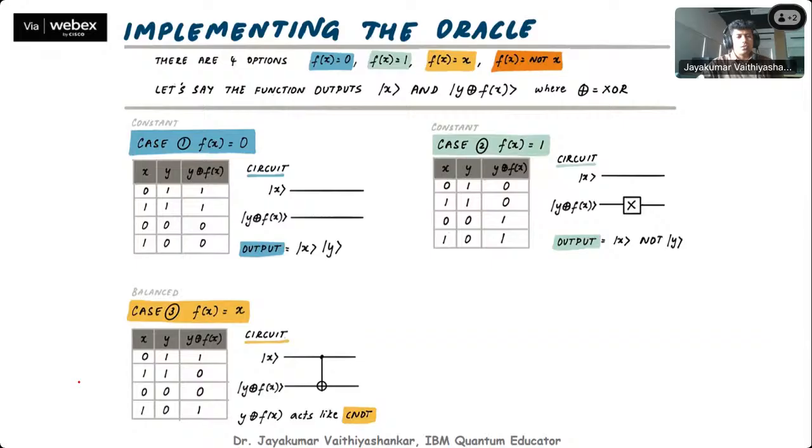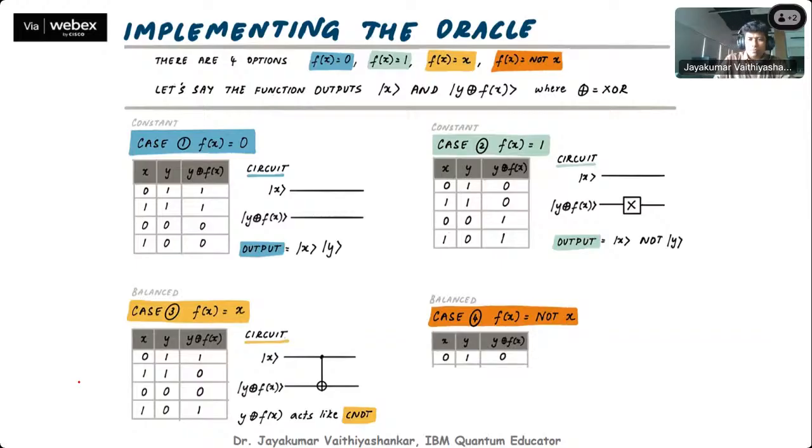Okay, so this will act like y XOR f of x, like a CNOT. Case 4: balanced, f of x equal to not x. What it means is you create x dash, or x bar. So what is the input of x? 0. You do negation: 1.